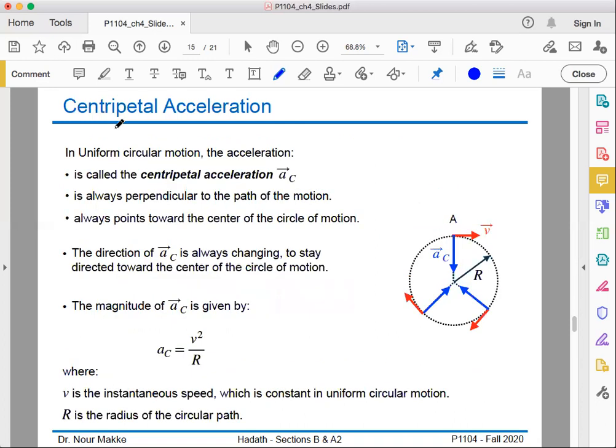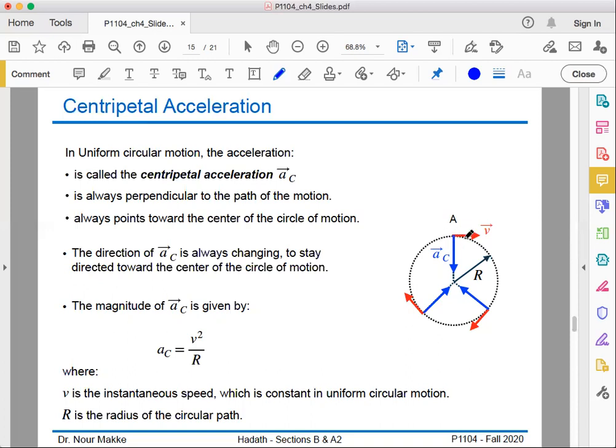Another variable that we need to define whenever we talk about the uniform circular motion, which is of interest, is what we call the centripetal acceleration. So whenever you have a circular motion, you can always define a vector acceleration that we call a centripetal acceleration. It's called like that because this acceleration all the time points toward the center of the circle, and it is perpendicular to the path of the motion.